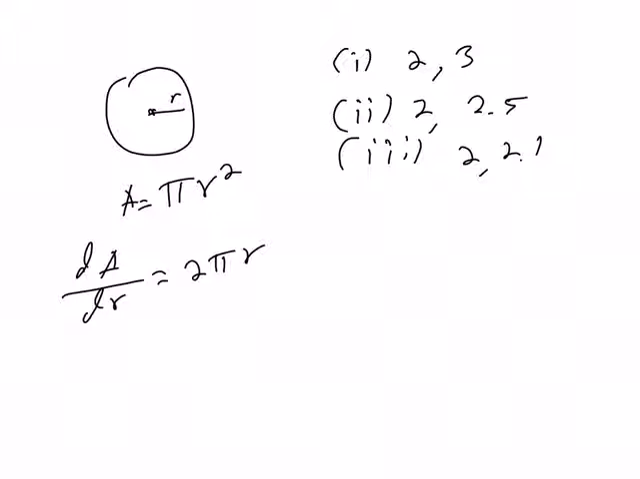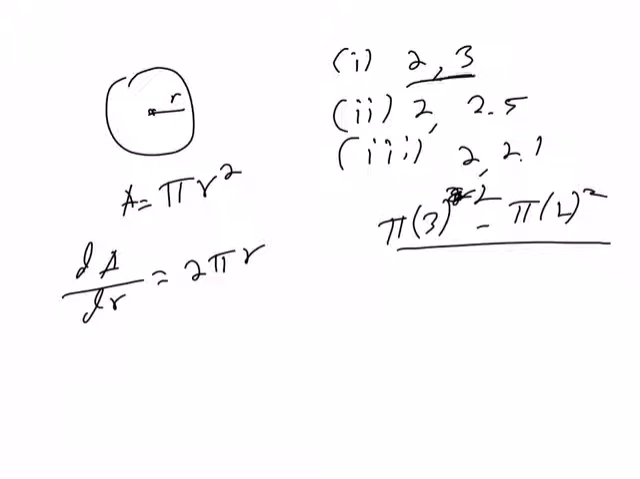So you're going to have the area at 3, which will be pi times 3 squared, minus pi times 2 squared, over the change over here, which is 3 minus 2, and so on. And you're going to do this for each one. And I assume as this gets closer and closer to 2, you're going to get closer and closer to 4 pi.